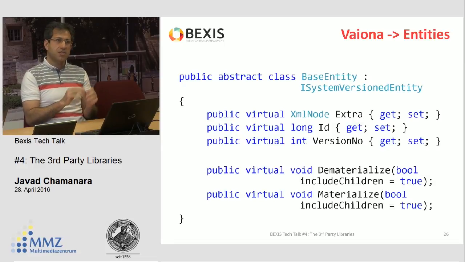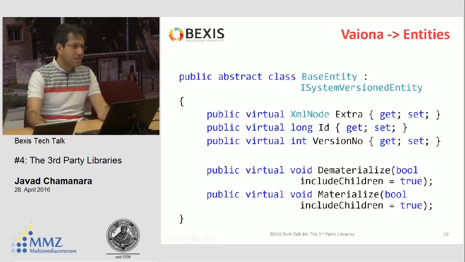This kind of serialization and deserialization here is called materialization. So we have a materialize function and also a dematerialize function to do this kind of transformation.